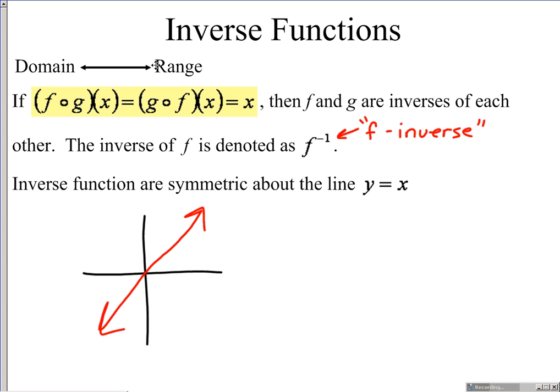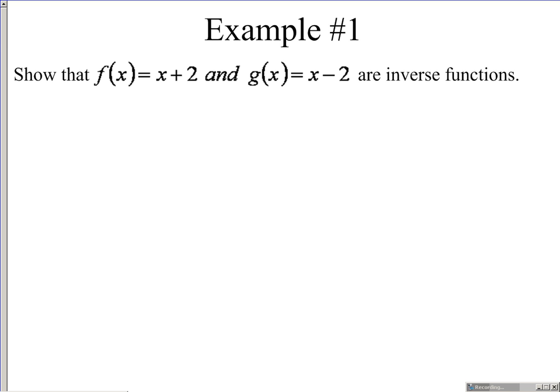To verify that two functions are inverses is what's highlighted right here in yellow. We have to show that the composition in both directions is equal to x. Show that f of x equals x plus 2 and g of x equals x minus 2 are inverse functions of one another. So what we need to do here is take the composition in both directions.